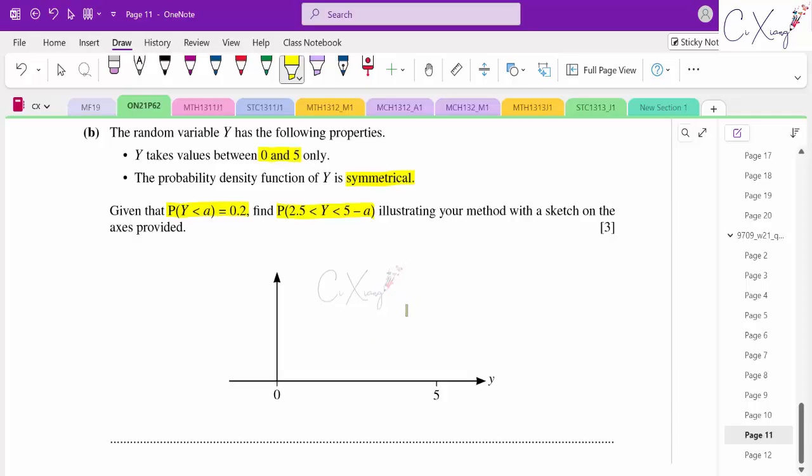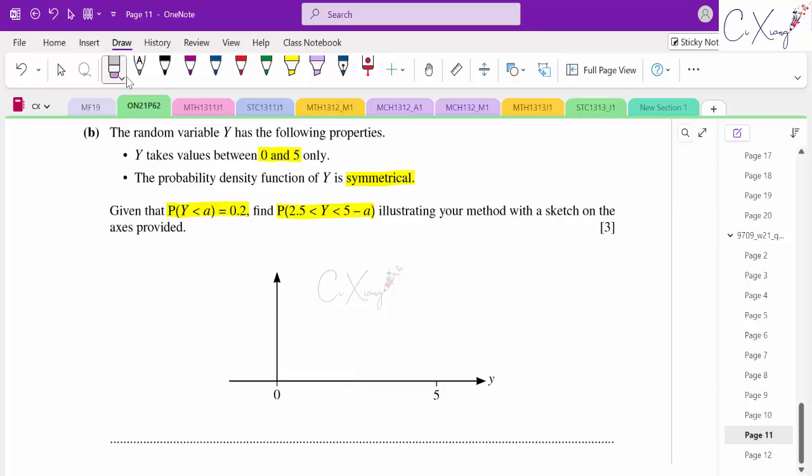And they didn't tell us what the function is, but basically they just let us know that we have a probability density function which is symmetrical. I don't know what the probability density function is, so I simply draw any pattern, any graph that is symmetrical.